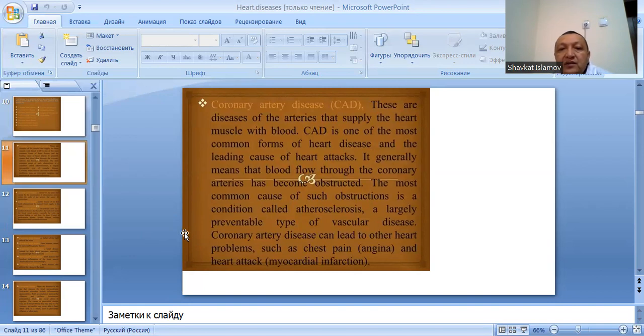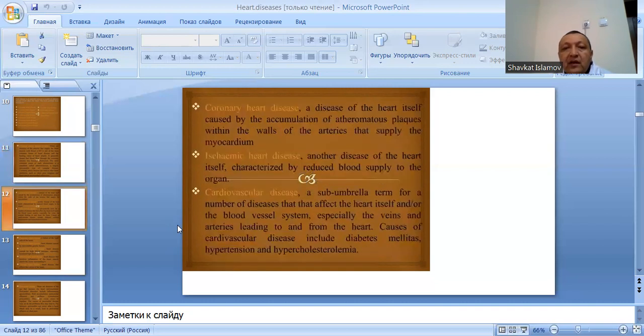Coronary artery disease is a disease of the arteries that supply the heart muscle with blood. Coronary artery disease is one of the most common forms of heart disease and the leading cause of heart attacks. It generally means that blood flow through the coronary arteries has become obstructed. The most common cause of such obstruction is a condition called atherosclerosis, a widely prevalent type of vascular disease.